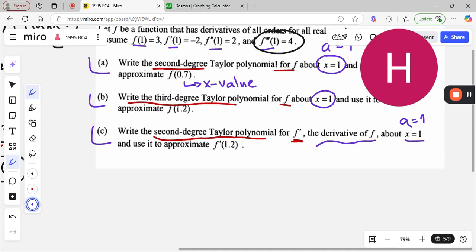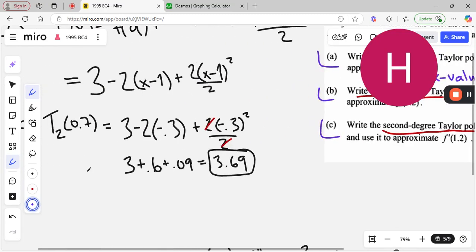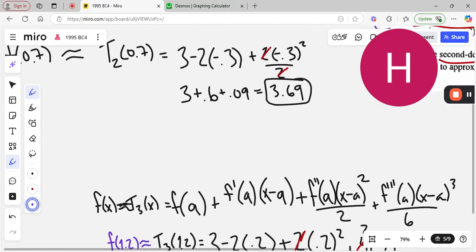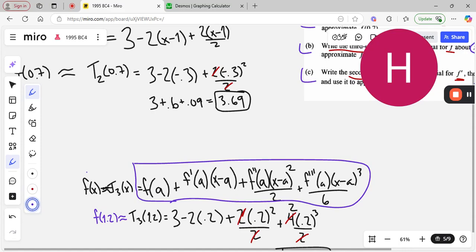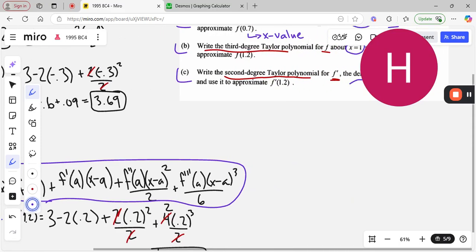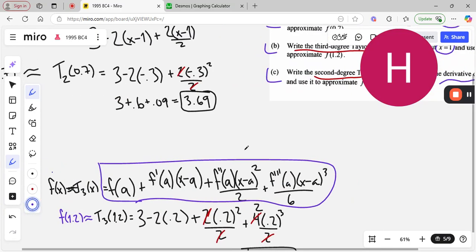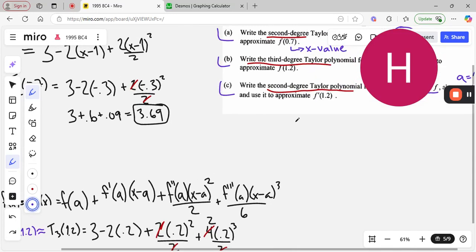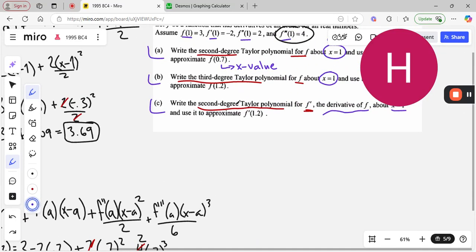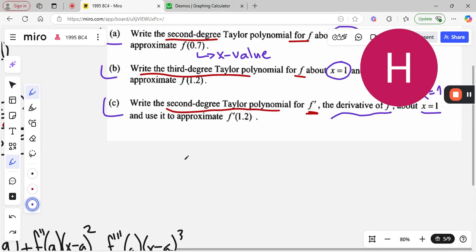Now, here's the thing. It could be tempting to say, oh, I know how to go from f to f prime. You take a derivative. And if I take a derivative of a third degree, I'll get a second degree. However, you should not simply take a derivative of all of these terms and then use that as f prime's approximation. I'll give you this, it wouldn't be super far off. It's not the worst thing to do, but that's not what they're asking. It would be a decent approximation, but it's better to just do what it is that they're asking.